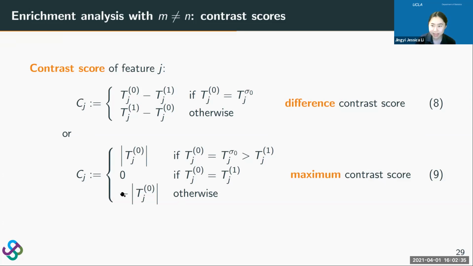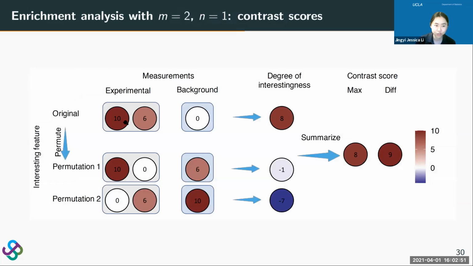Otherwise, we add a negative sign to make it negative. If there's a tie, that is, the maximum and the second maximum are equal, we call it 0. So either way, we can define our contrast score. And here's an illustration. This is an interesting feature.